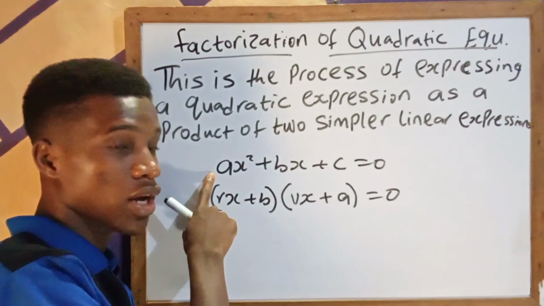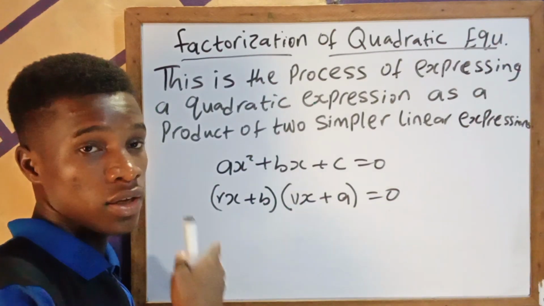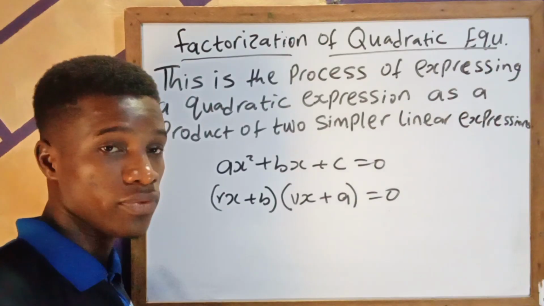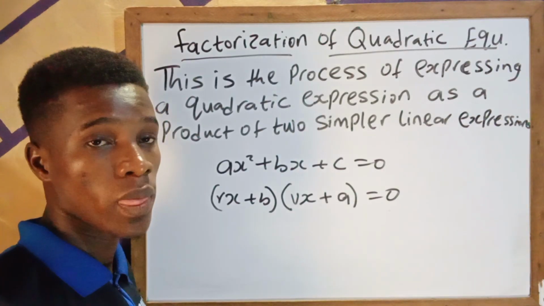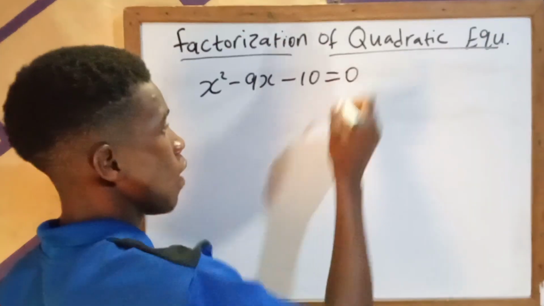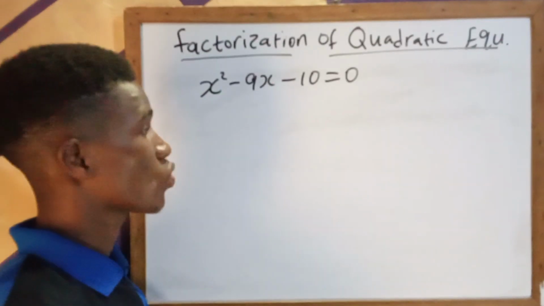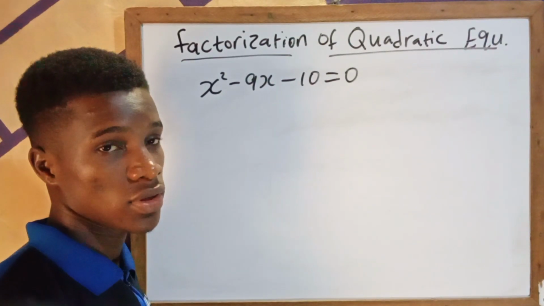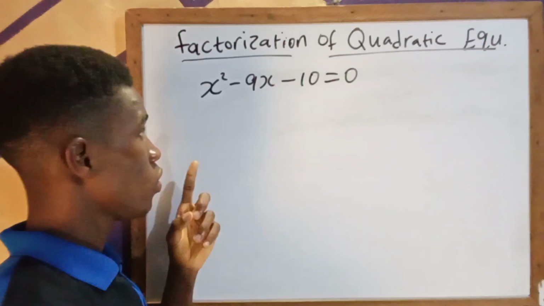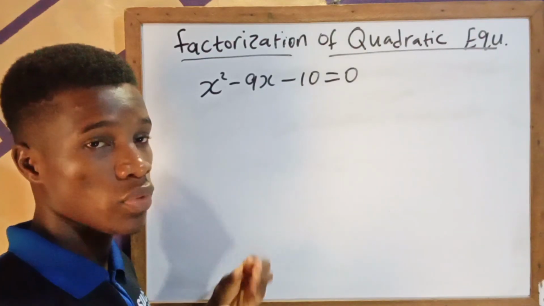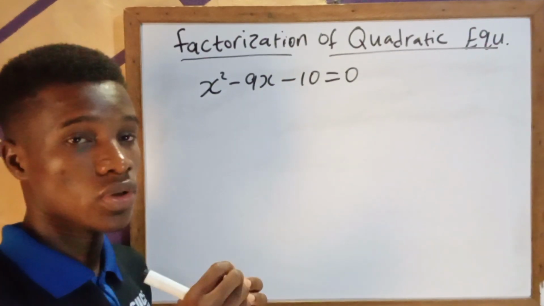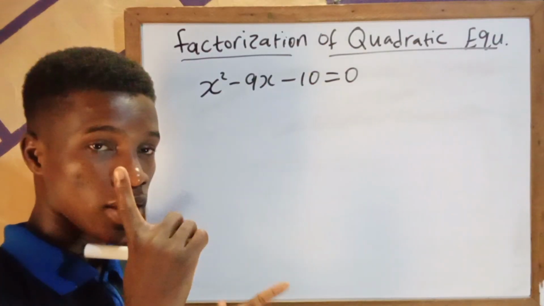For a polynomial, it may even be of higher degree, you bring it down to the simplest form it could be. That is the method of factorization. So let's look into a concrete example of factorization of a quadratic equation. If you have a quadratic equation like x squared minus 9x minus 10, and we want to factorize this, it basically means we should write it as a product of two factors, the highest degree of each of which is 1.